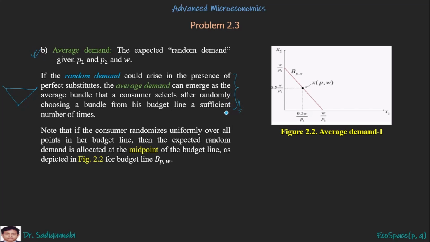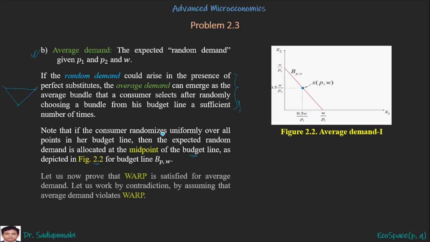So the expected random demand is located at the midpoint of the budget line. When we take the expected value, it is obviously the midpoint of the budget line, which is depicted in figure 2.2. All right. So let's now prove that WARP is satisfied for average demand.